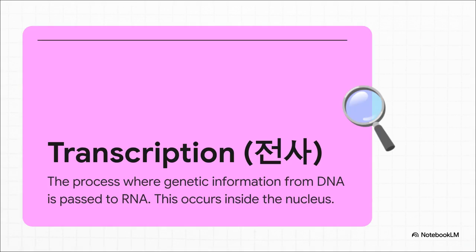The solution is actually pretty genius. You make a copy. This process is called transcription. Basically, the cell makes a temporary, disposable copy of a single gene, and this copy is a molecule called RNA. It's literally like photocopying one page of the blueprint and sending that out to the factory floor, while the original stays perfectly safe back in the office.